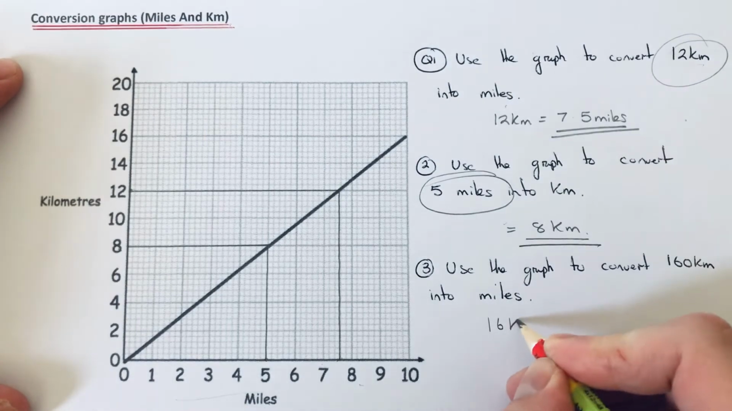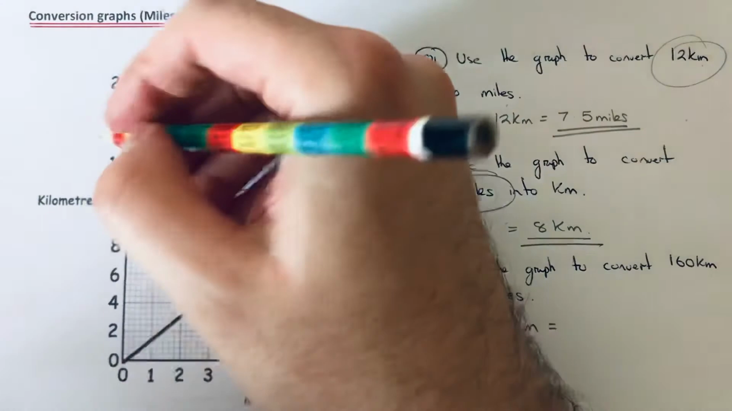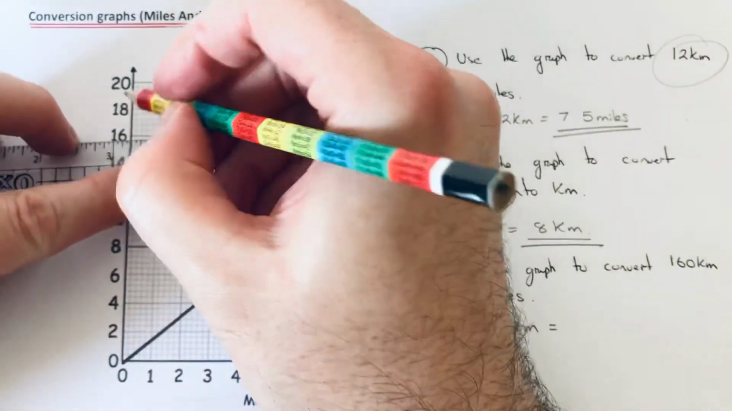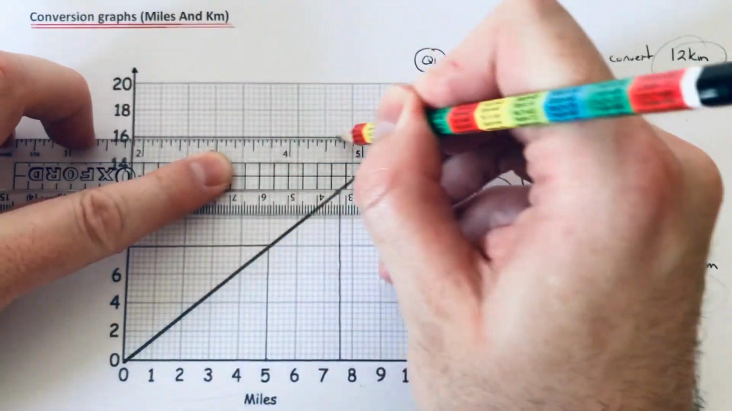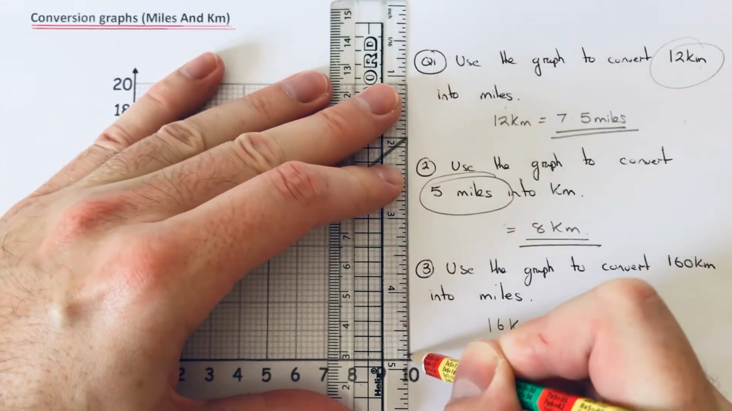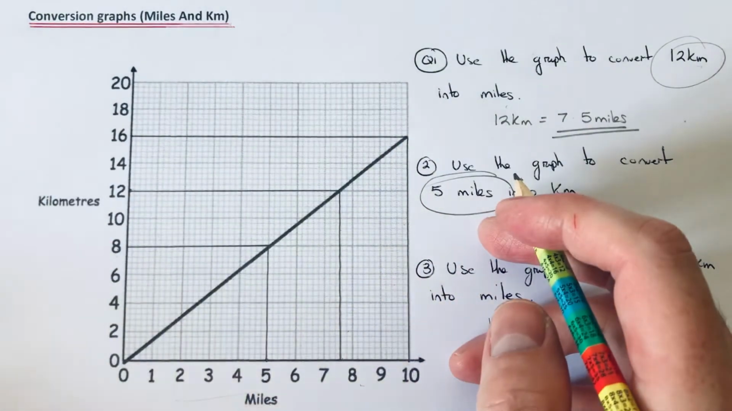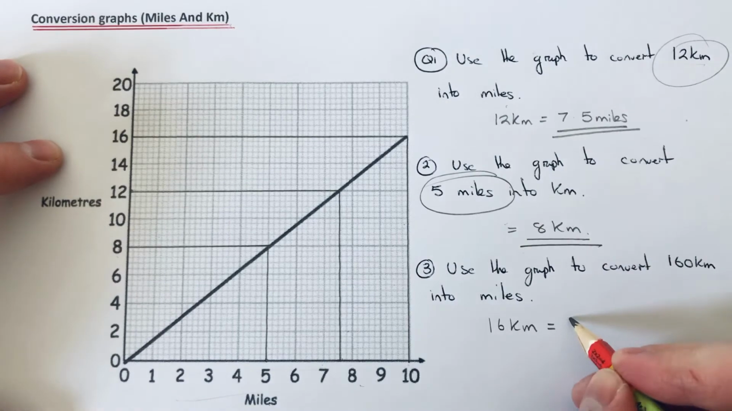So if I start off with 16 kilometres, so that is on the y-axis here. So if I read that off, do a line going across and a line going down, we get an answer of 10 miles.